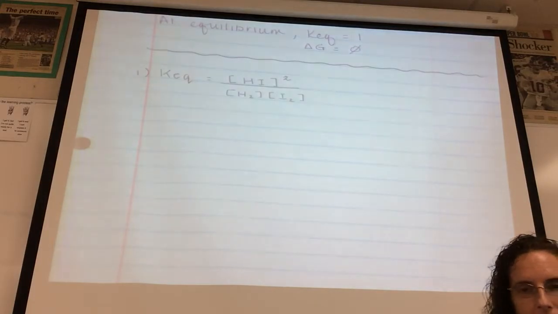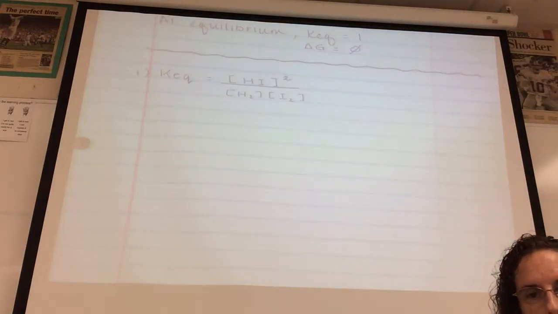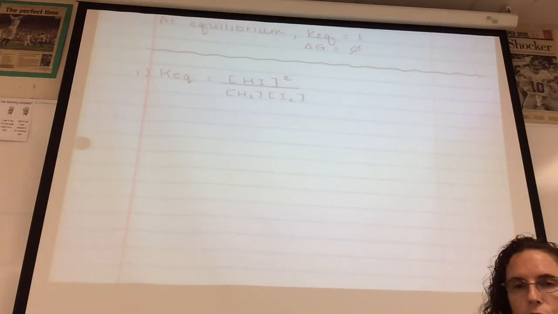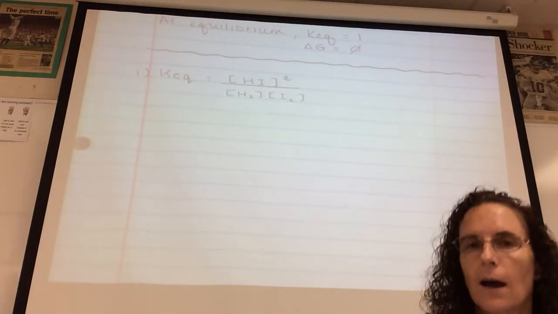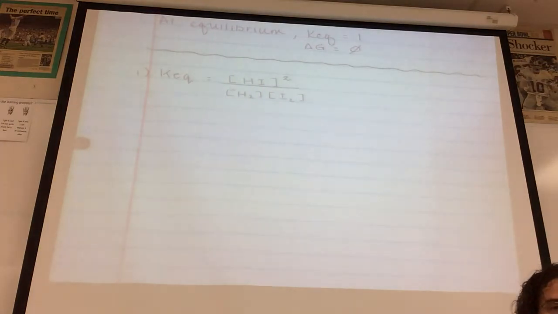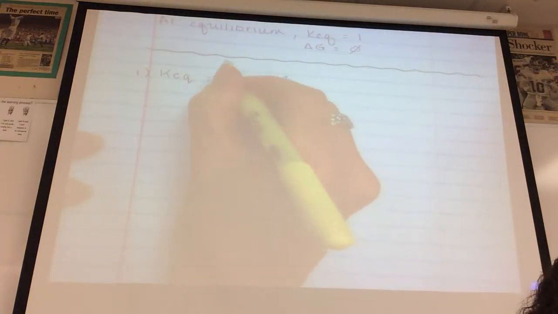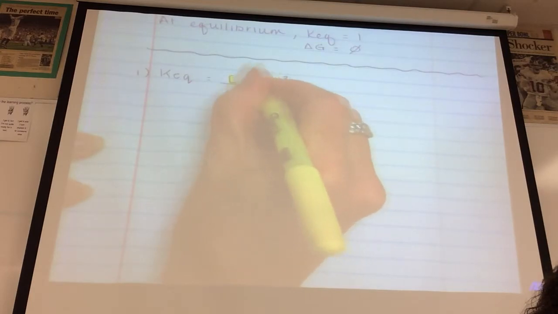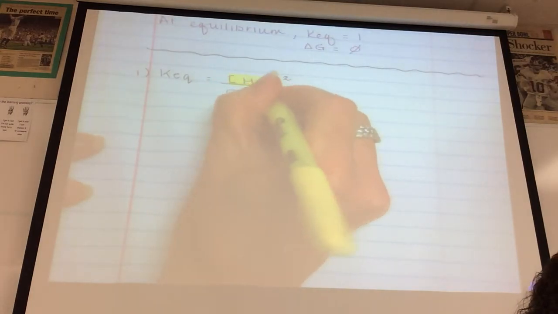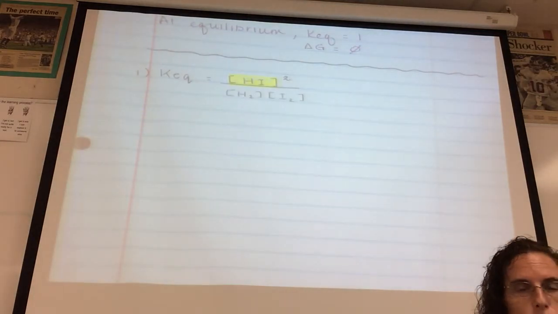Now, I know you guys like to put quantities in before you solve. I don't recommend that. I really like to manipulate my variables, so I'm solving for this piece right here. And I like to manipulate.